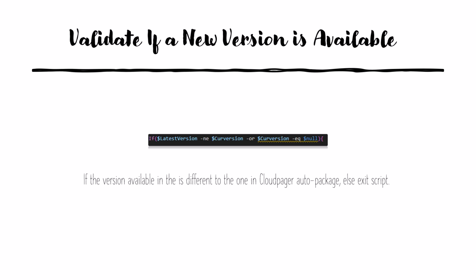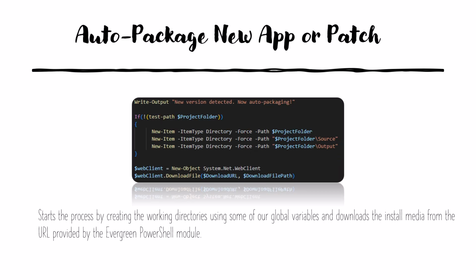It should be noted that if I happen to run this script against an application that's not even published in my tenant at all, like no version is, the script will still go ahead and automatically package it because it's comparing a valid version to null, and a valid version is going to be not equal to null. So the script can be used for packaging net new applications as well as application updates to existing apps in your tenant. And if a new version or new application is detected, it's going to start this part of the script, which is the main meat and potatoes.